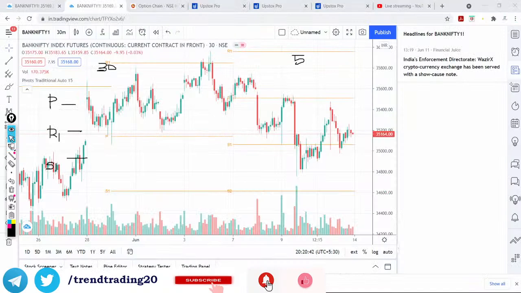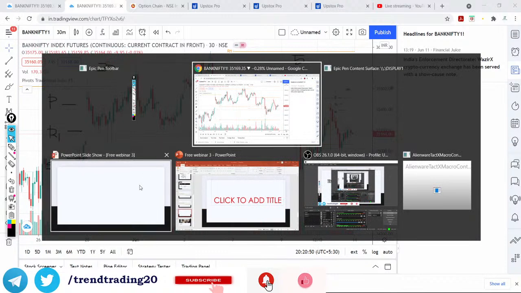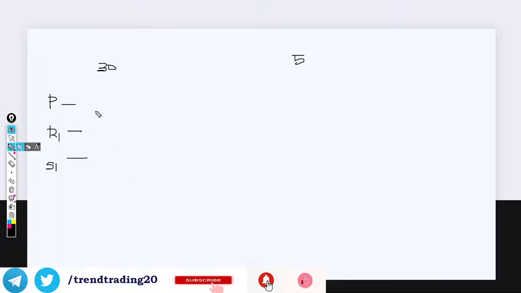On the 30-minute time frame, where is the pivot here? 35,510. S1 is 35,060. What is the pivot? 35,510 is the pivot. S1 is 35,060. These are the data points you need to have. Okay.